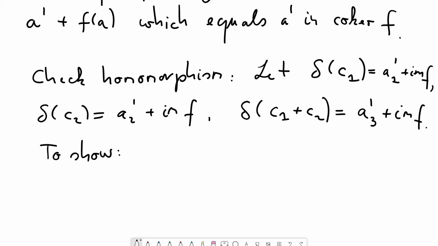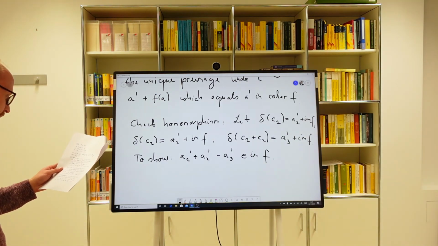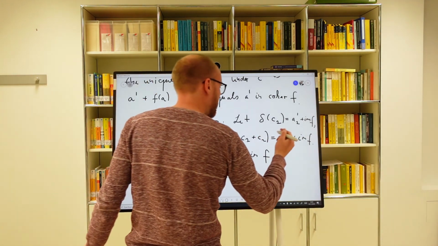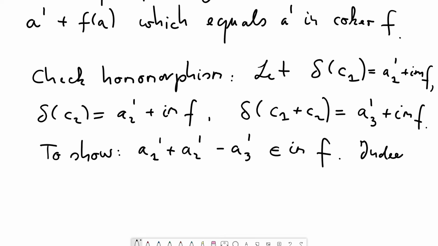Got to show if I take A1 prime plus A2 prime, and I subtract now A3 prime, then this is supposed to be 0 in the co-kernel, which means it's in the image of F. Yeah? So if this equality holds, then I get the homomorphism property in the end. So this is what we have to show. So let's see why that is true. Indeed.